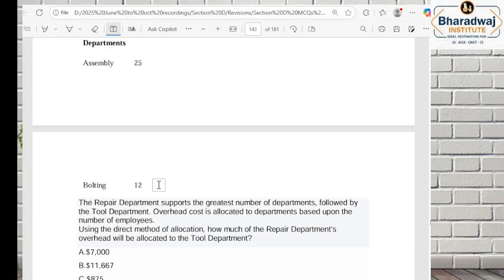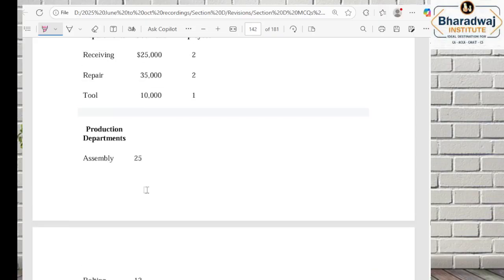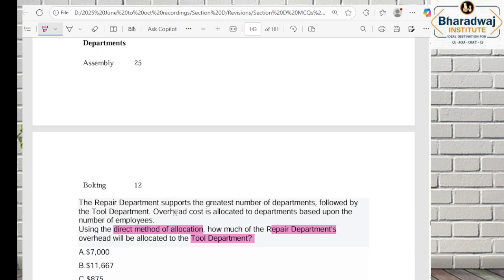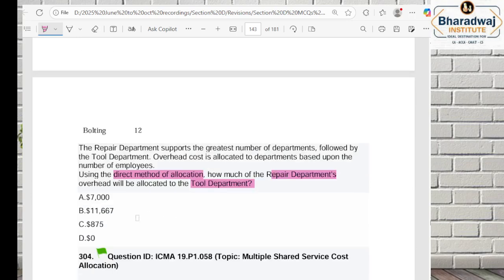Same question, but with the direct method. In the direct method, how much of the repair department cost is allocated to the tool department? Service to service is not allowed directly. Answer: 0. In the direct method, no cost will be allocated to the other service department. Correct, 0.